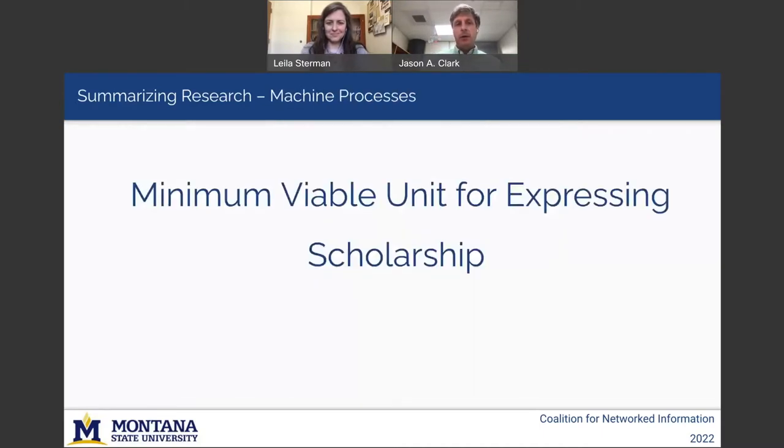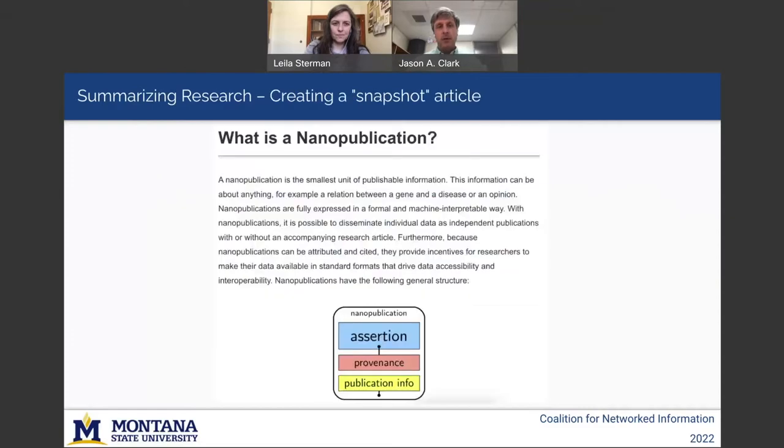And our team was really coming at this as, if you were to think through a seed snapshot article that would eventually lead somebody, through a DOI or through other means, to the actual research itself, what would be the minimum viable unit for expressing that form of scholarship? And again, we didn't work in a vacuum with this. Leila mentioned a number of tools that are in various stages that think about this. But one of our motivations was to think through that minimum viable expression of scholarship.